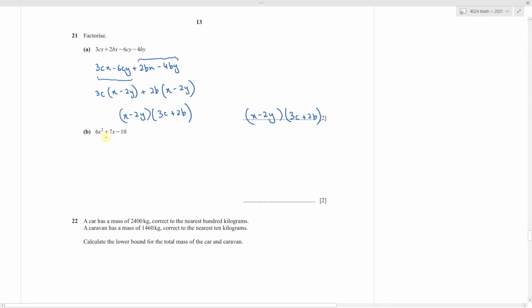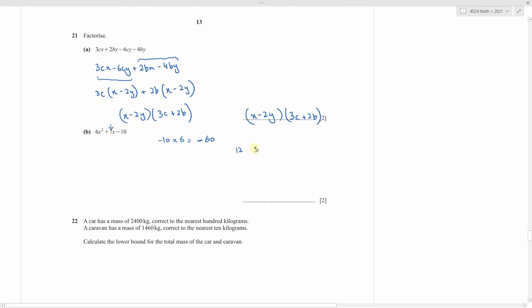The next is 6x squared plus 7x minus 10. So I'll use the factorization method here. Minus 10 multiplied by plus 6. So we multiply the constant with the coefficient of x squared. Minus 10 multiplied by positive 6, I get minus 60. Since this is a negative sign, I have to find factors of 60, which if I subtract them, I should get positive 7 here.